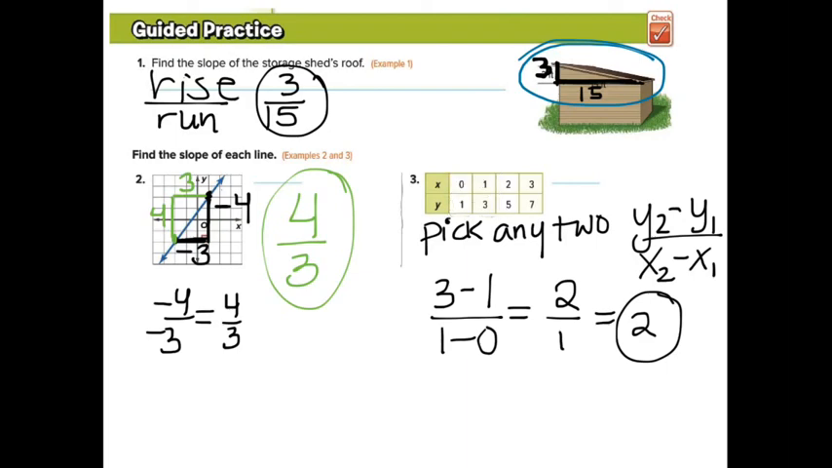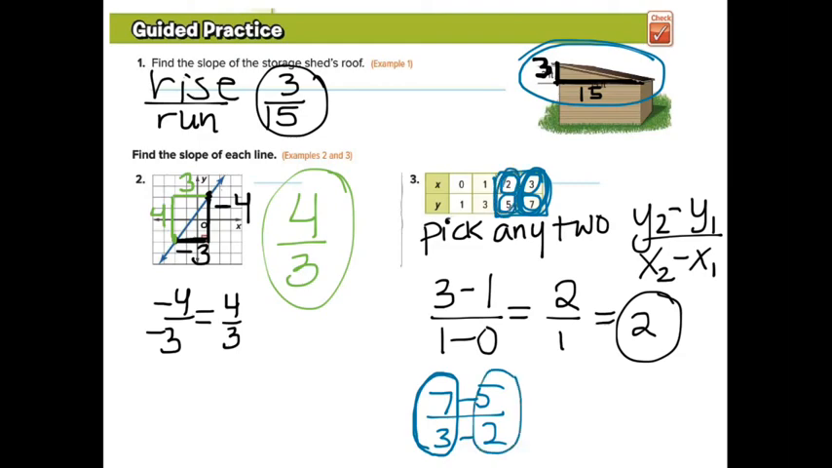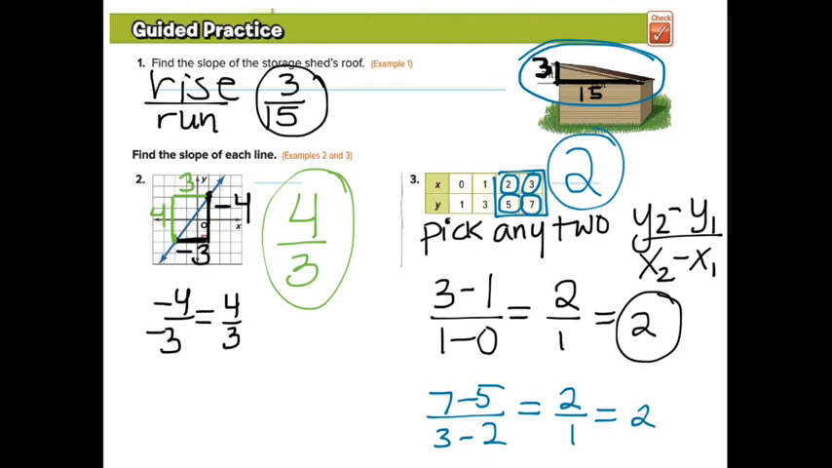Just to prove it to you, let's take a look at 2 other numbers, just in case. Let's say I took these. Second y minus the first y, so 7 minus 5 over second x minus the first x, 3 minus 2. Again, if I look here, 7/3 is an ordered pair. If I look here, 5 and 2 is another ordered pair. 7 minus 5 is 2. 3 minus 2 is 1. I get 2. So no matter what, my slope is 2.